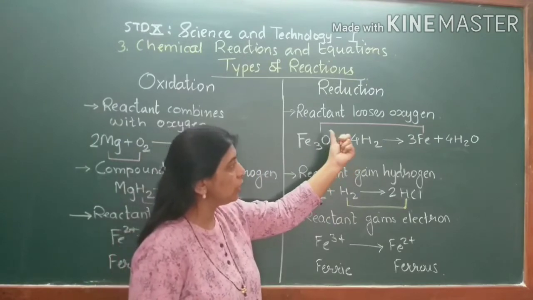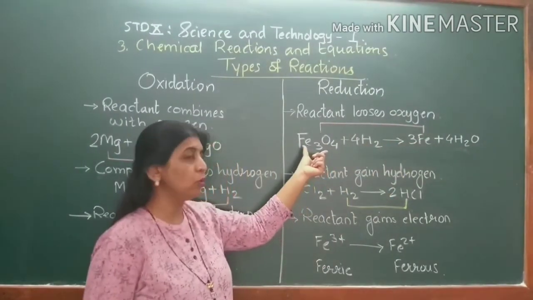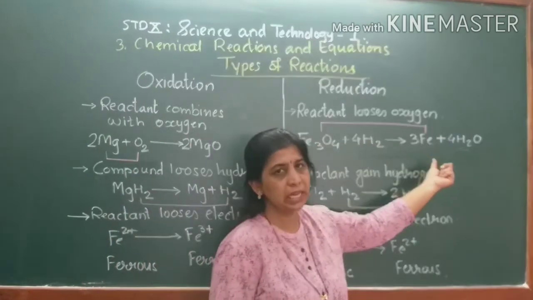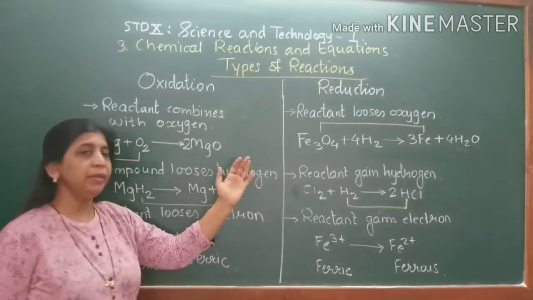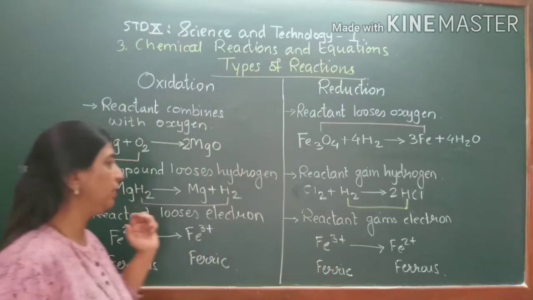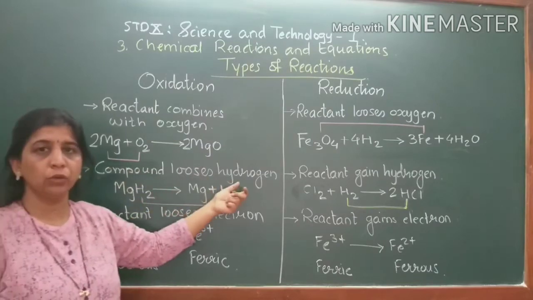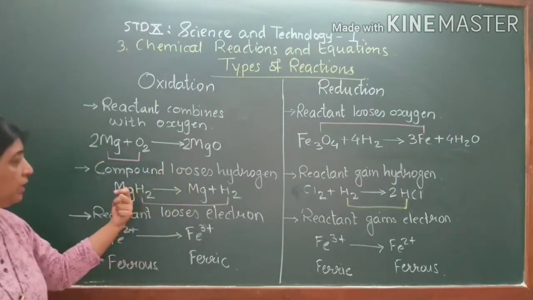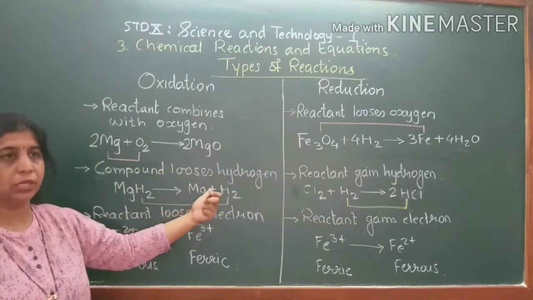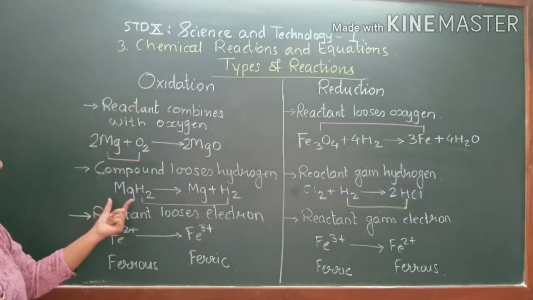Fe3O4 plus 4H2 gives 3Fe plus 4H2O. Here, Fe3O4 loses oxygen and it forms 3Fe. The same reaction can be defined with some other definitions. Let us compare a compound which loses hydrogen. In a reaction, when a compound loses hydrogen, such a reaction is also called an oxidation reaction.